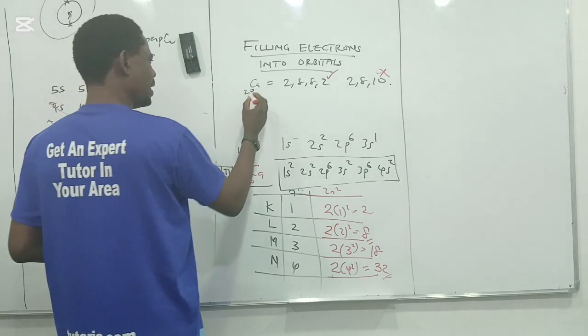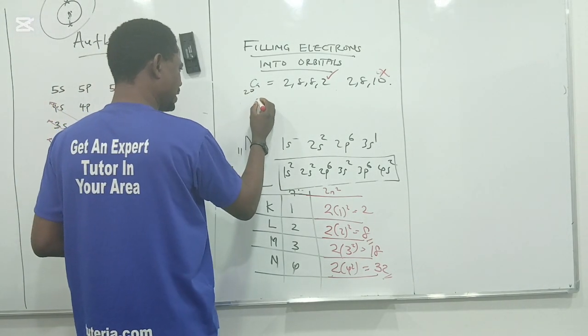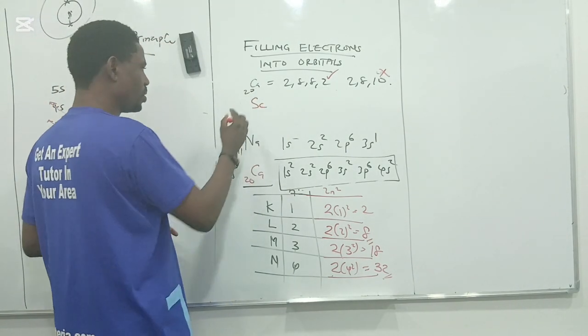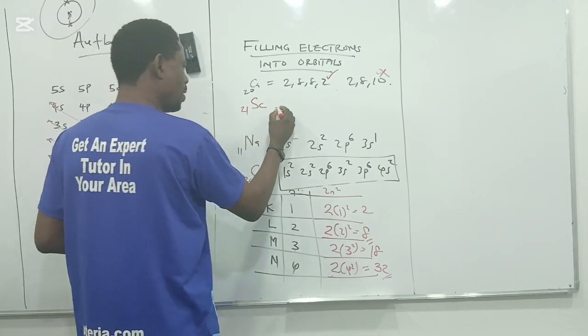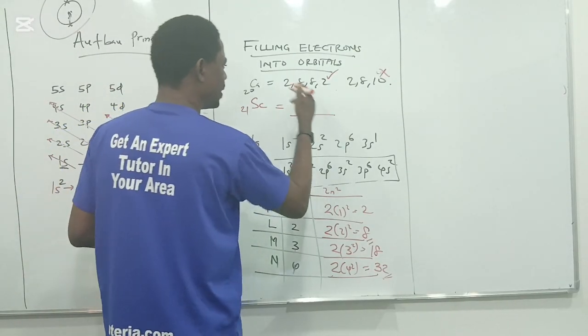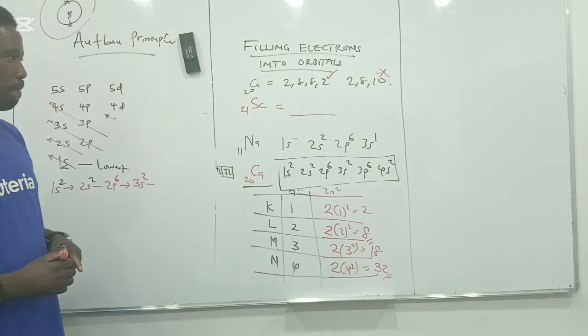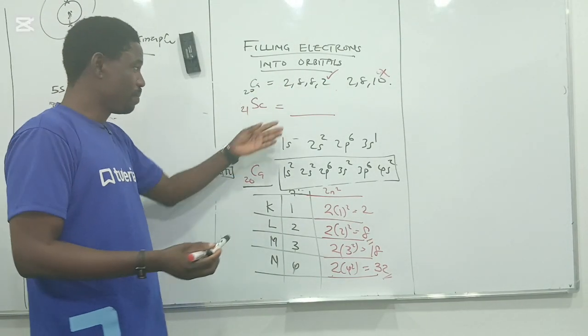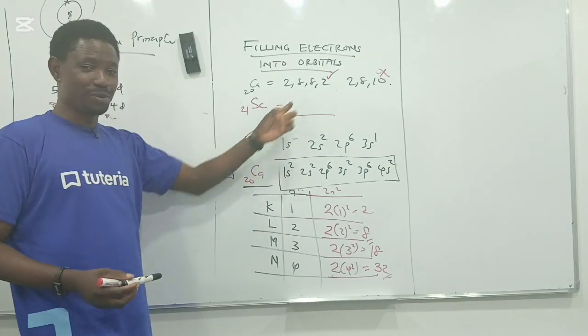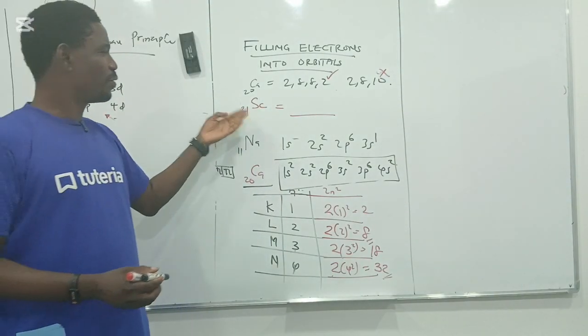If I tell you that after calcium, the next element is scandium, which is number 21, how would you write the electronic configuration in K form? All right, just think about it. You can pause; maybe at the end of this class you'll be able to do that quickly. All right, the majority of you don't know that.